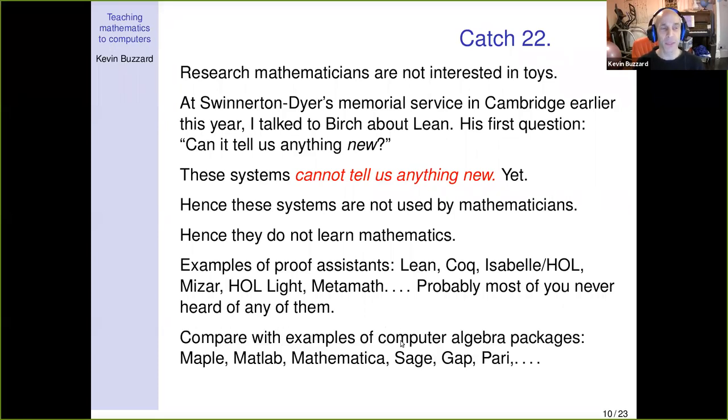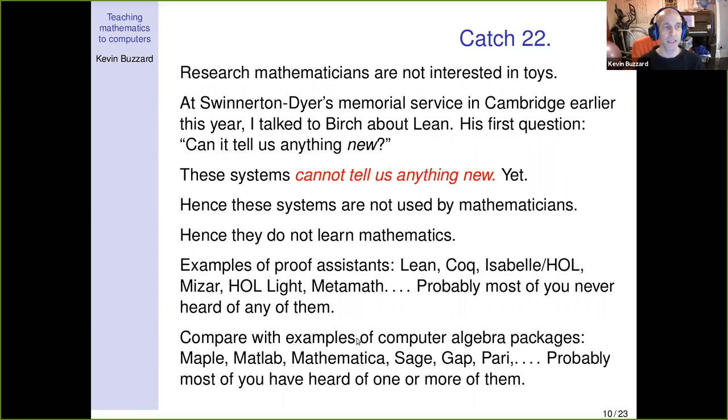You can compare this with the kind of software that mathematicians do use: computer algebra packages that can do computations like integrals, manipulation of polynomials and numerical approximations. Maple, MATLAB, Mathematica, Sage, GAP and PARI. I would imagine that many of you have heard of or even use one or more of these systems, because they are used in mathematics departments.